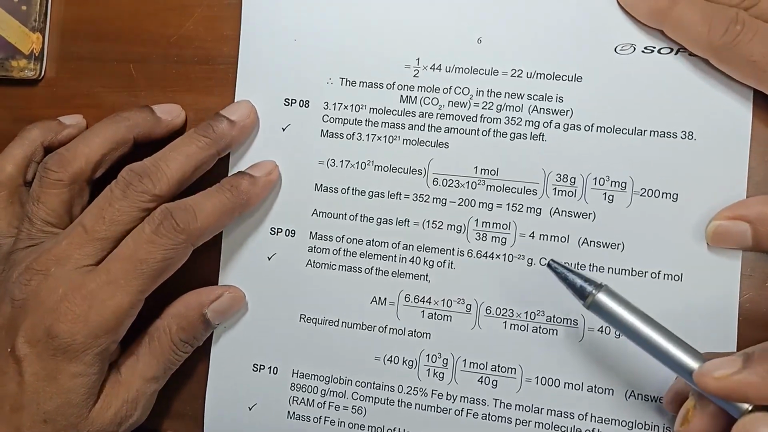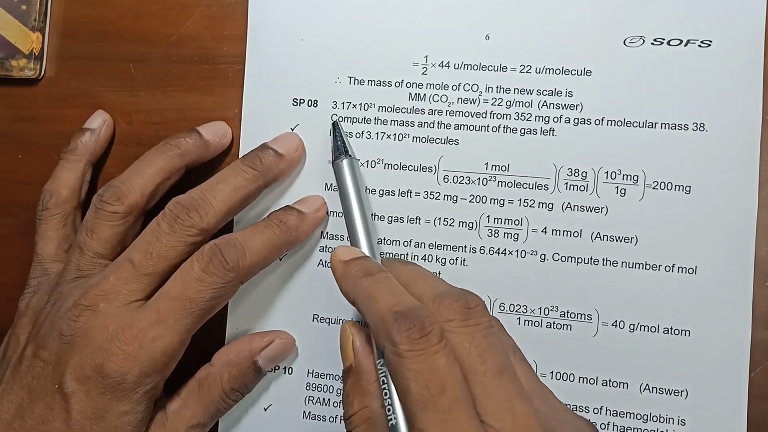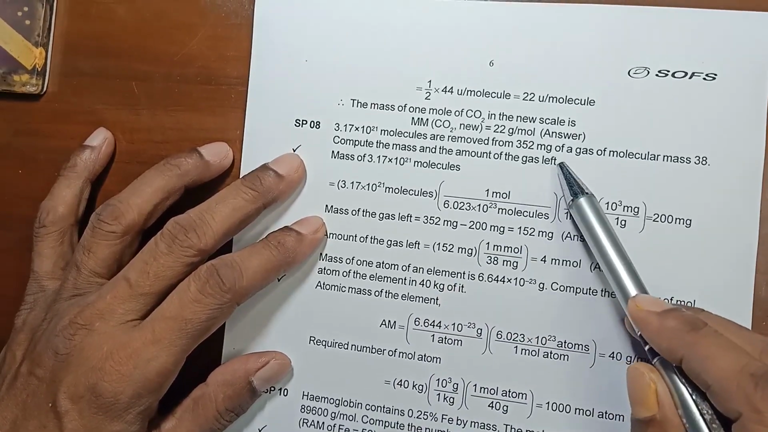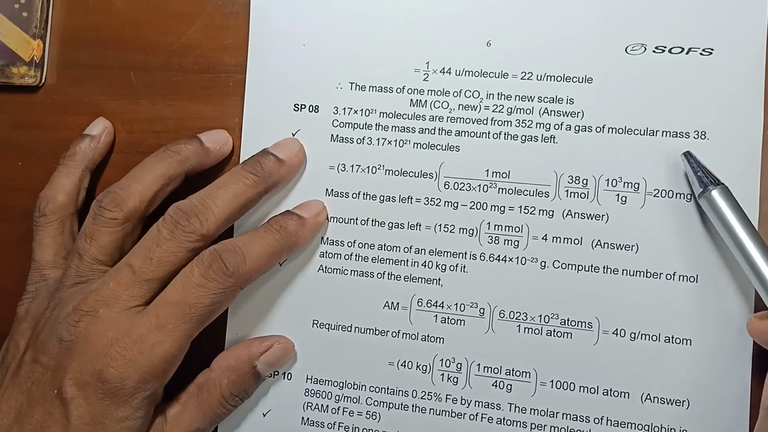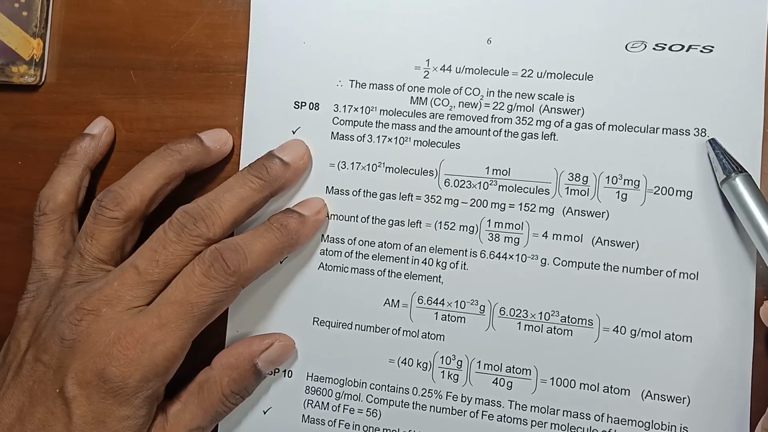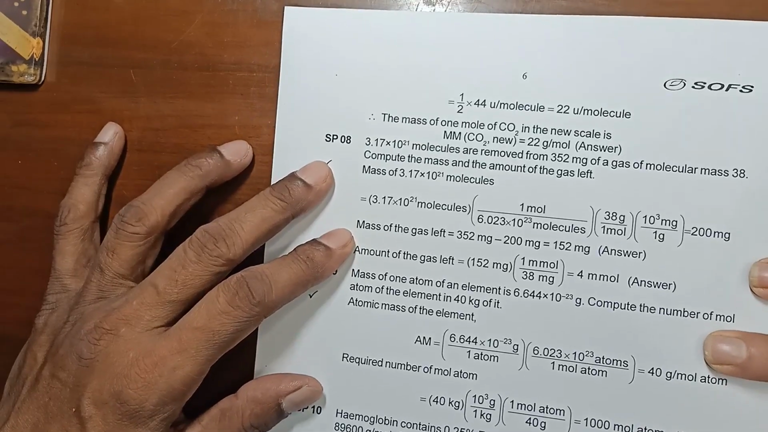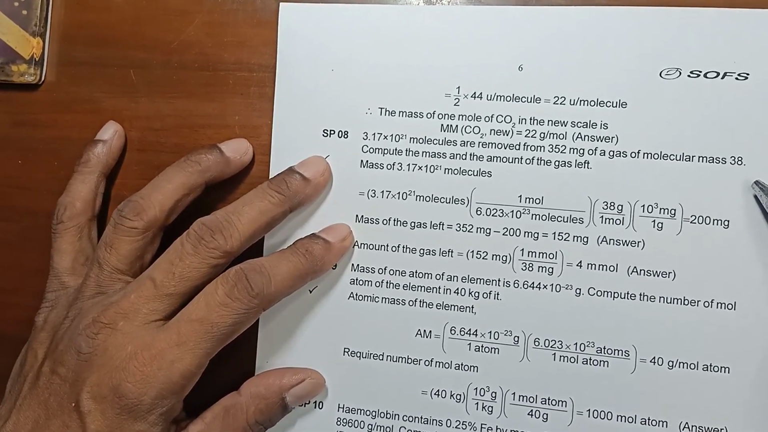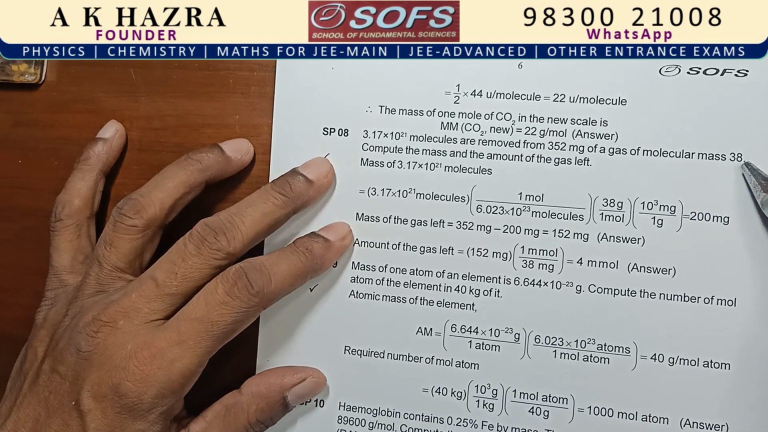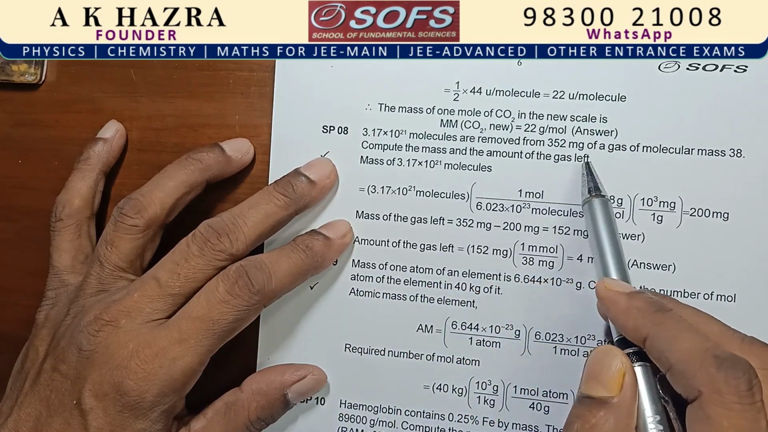Now next, SP08. 3.17 × 10^21 molecules are removed from 352 milligram of a gas of molecular mass 38. But be careful, molecular mass 38 means actually it is 38 gram per mole. Just casually we can write 38, but accurately speaking, 38 gram per mole, or you can say U per molecule. Now compute the mass and the amount of the gas left.